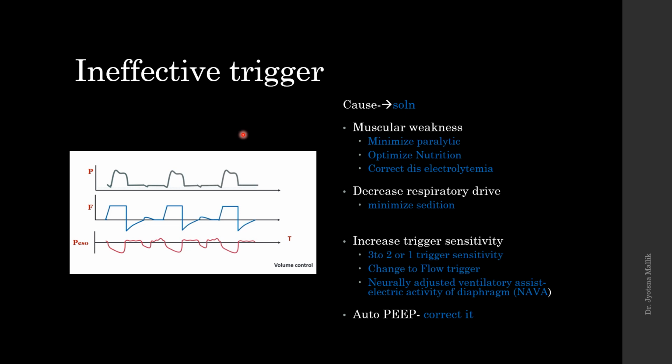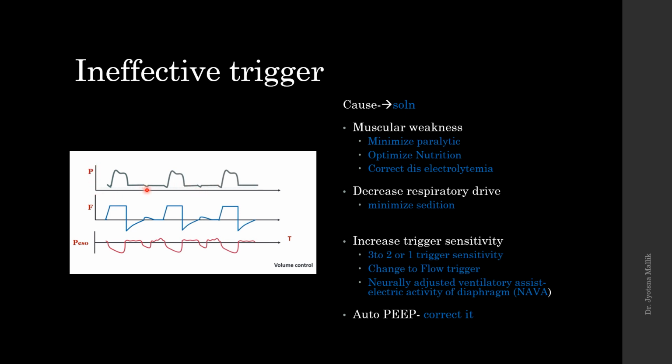It has to overcome auto PEEP, if there is any. So we need to take care of that also. If there is any auto PEEP, we need to correct that. So these are the negative deflections in the pressure time scalar.